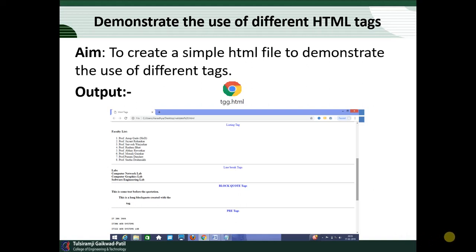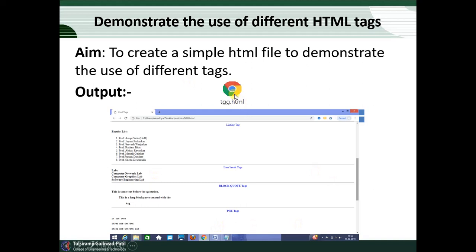Here we create one output page which has different types of tags, where we use the bold tag, the italic tag, and the pre tag. These are the basic tags we discussed in unit number 1, and here we apply them and show one output. Now we are going to execute the practical, and then discuss the code related to that practical.